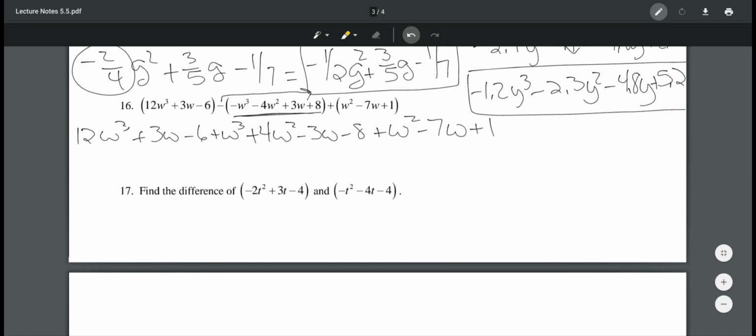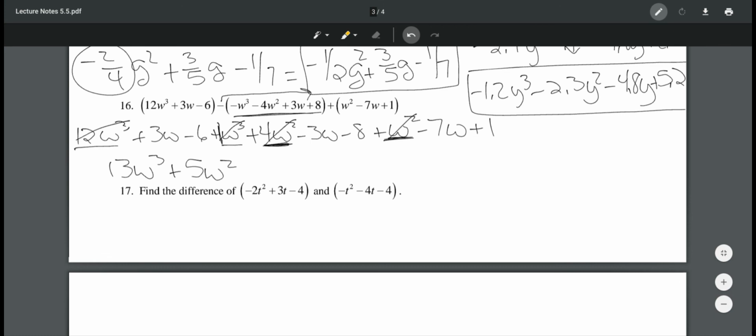Now I'm going to go through and add up all my like terms. So I have a w to the third and a w to the third, which gives me 13w to the third, because 12 plus 1 is 13. So I've dealt with my w to the thirds. I do have some w squares, so I have a w square here. That gives me 5w squared when I add up my like terms. So my squares have been accounted for.